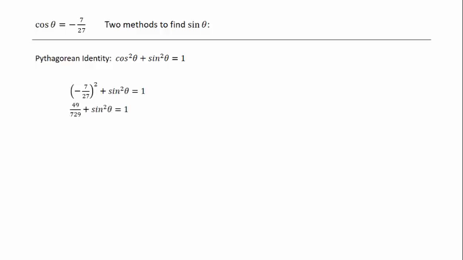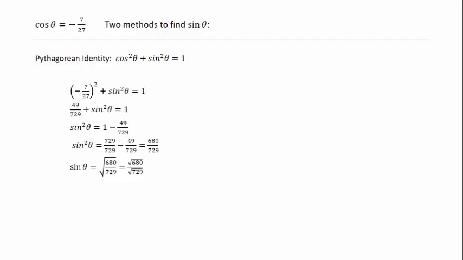So square that out, 49 over 729. And it's a positive. Remember that negative's on the inside there, so it squares out and becomes a positive. I need to subtract that value from both sides. So let's get a common denominator between 1 and 49 over 729. When we subtract those numerators, we end up with 680.